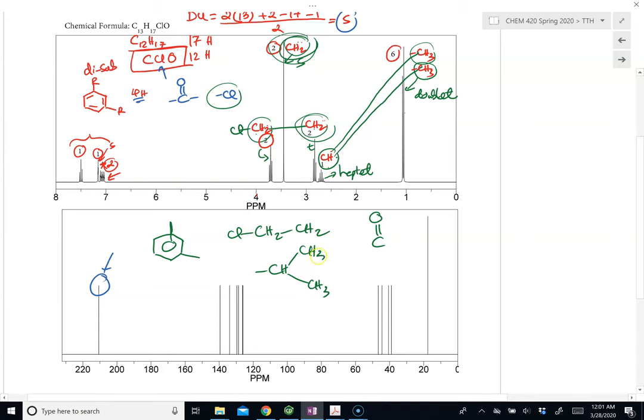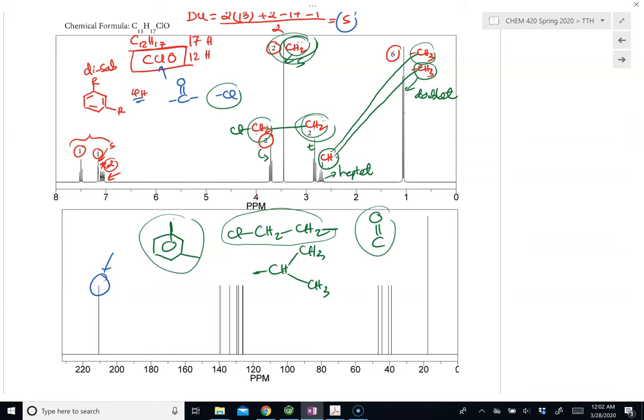Now we know that this CH3 right here would be one end of the molecule. So only this end will be connecting to something else. And similarly for this isopropyl group, this end will be connected to somewhere else. So that would then mean that these are the two pieces right here that are in the middle. And now let's connect them.